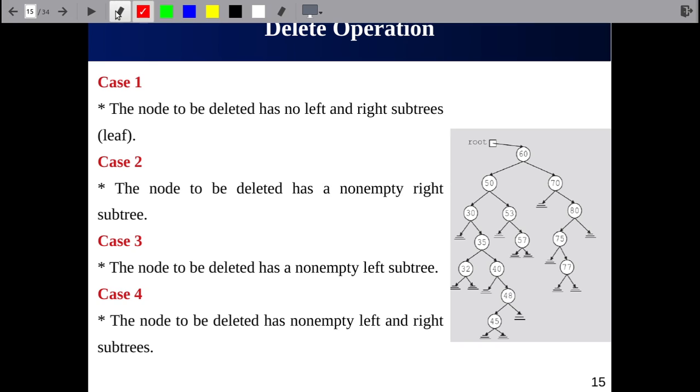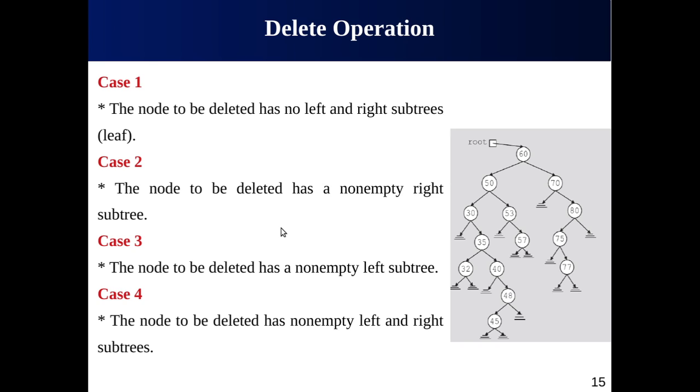An example of case number 3 is that, for example, you want to delete node number 80. You see, this is case number 3 because the right subtree is absent. In a similar way, if you want to delete 48, then that is also an example of case number 3 because the right subtree is missing. Okay. These two are the examples of case number 3.